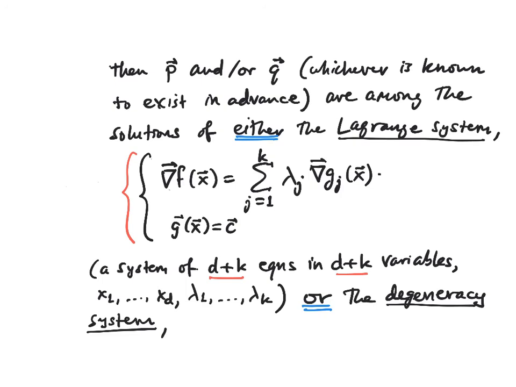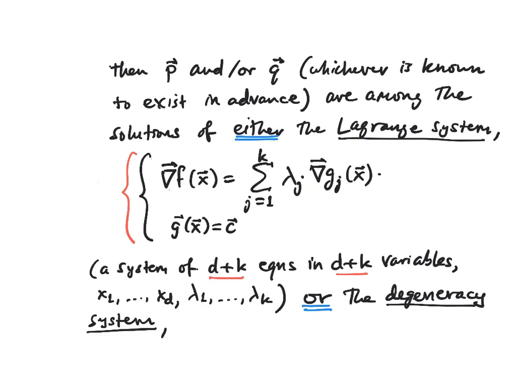And then all of the points Q that give the minimum value of F on S also will be among the solutions of the Lagrange system or the solutions of the degeneracy system. Okay, so that's the Lagrange theorem, and it yields this very powerful technique.